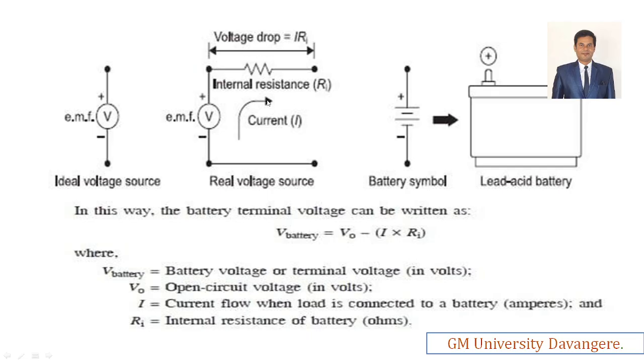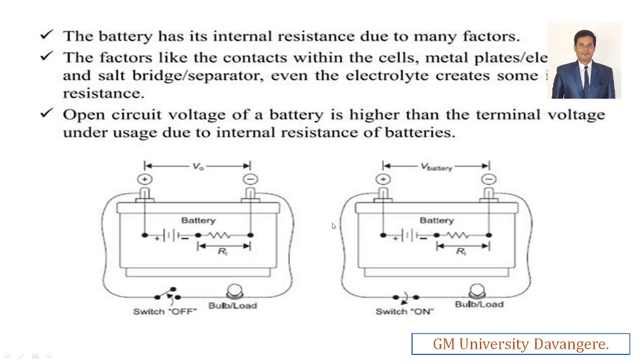So that is minus I into Ri, the current over this, and Ri is the internal resistance of the battery. We have to consider this drop in the output voltage, so that will give us the actual voltage. That is based on your Kirchhoff voltage law equations. All right.